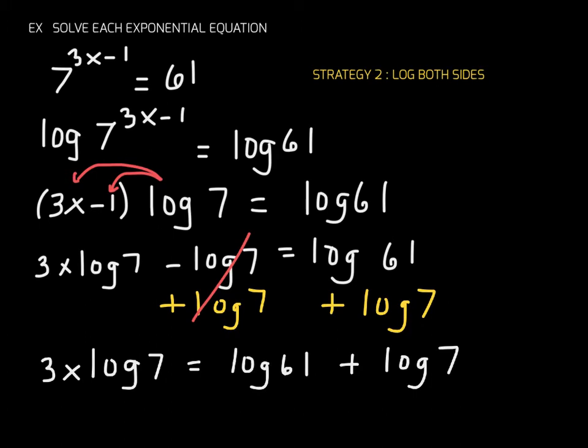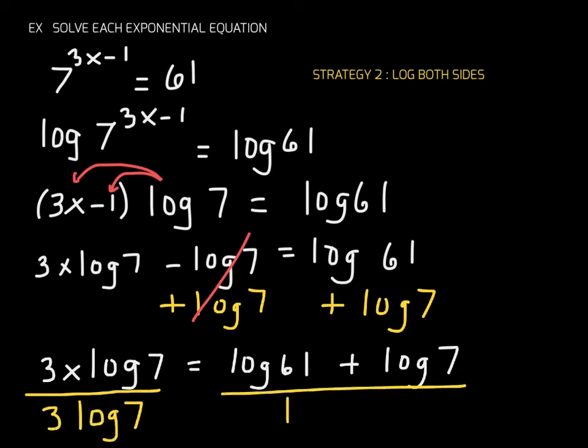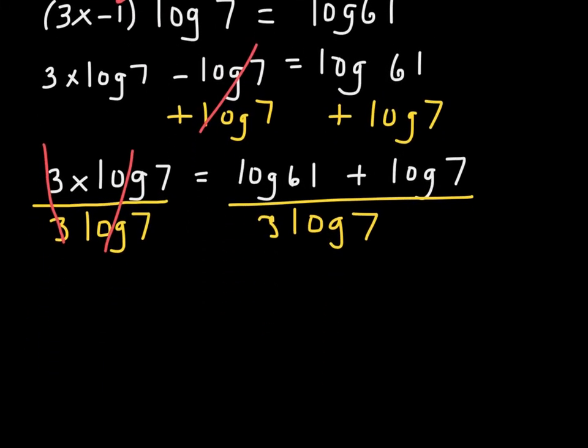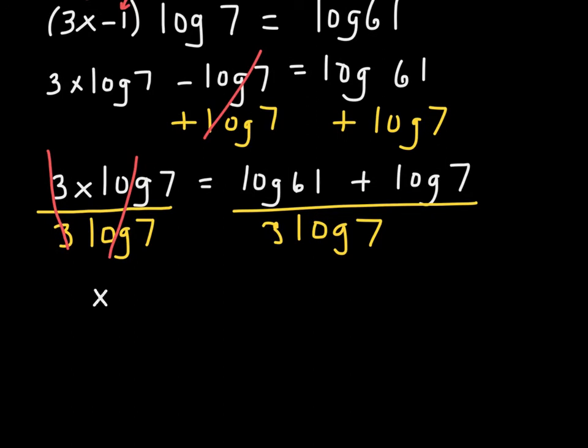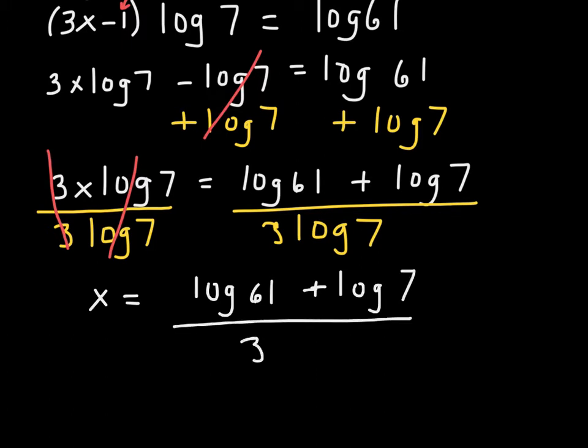Now, to wrap this up, all we need to do is divide both sides. Divide both sides by everything except for the variable. So divide both sides by 3, also divide both sides by log 7. So 3 times log 7. Okay, cool. So what that does for you on the left is, these 3's divide out, log 7 divides out. So then all you're left with on the left is just x. And on the right, you got log 61 plus log 7, all divided by 3 times log 7. This is your final answer. This is an exact answer.